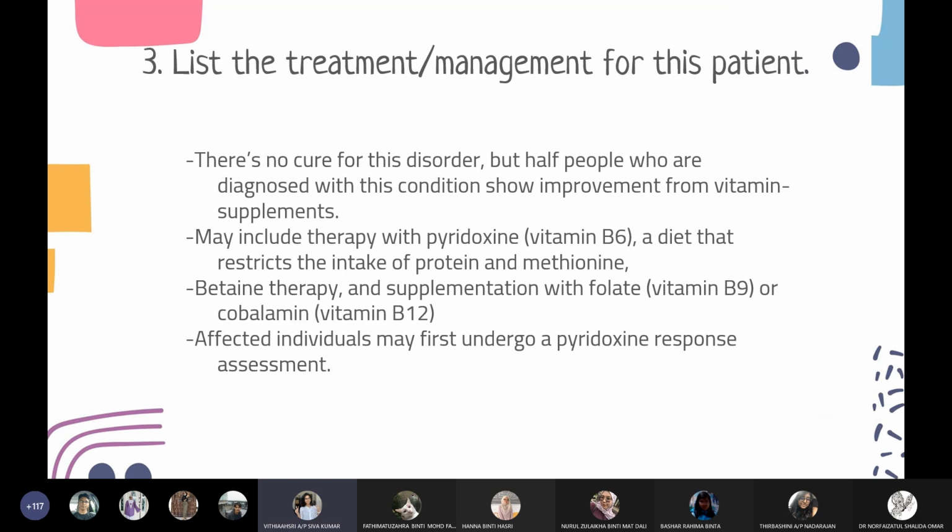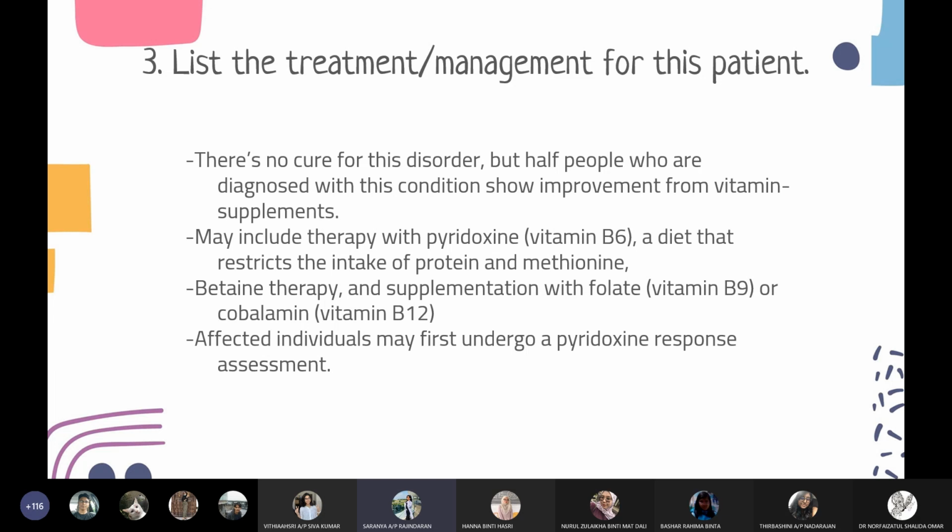Good morning. The treatment or management for this patient is, there is no cure for this disorder, but half of the people who are diagnosed with this condition show improvement from vitamin supplements, which may include therapy with pyridoxine, vitamin B6, a diet that restricts the intake of protein and methionine, betaine therapy, and supplementation with folate, vitamin B9, or cobalamin, vitamin B12.